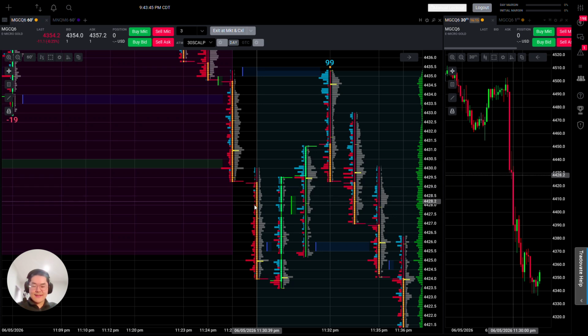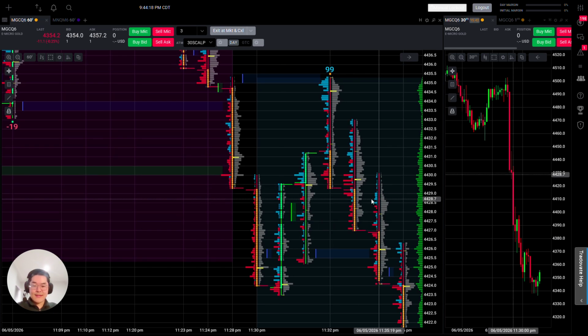Here you can see on the left-hand side a lot of red bars and blue bars. Red being selling delta, blue being buying delta. What does that mean? So red delta means this is how many more aggressive sellers there are than buyers, and blue is how many more aggressive buyers there are than sellers. On the right-hand side, we can see gray bars. These gray bars signify the amount of volume being transacted in this candle.